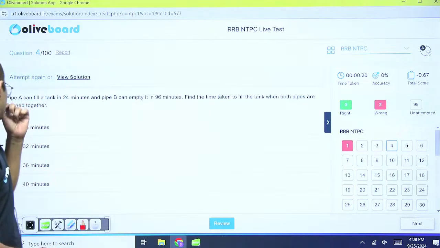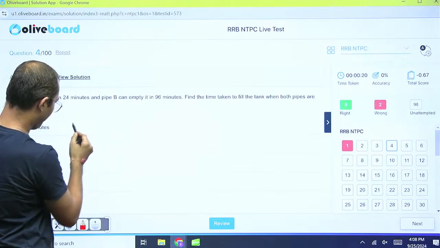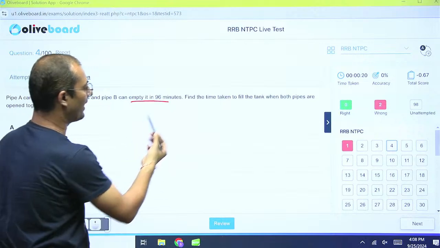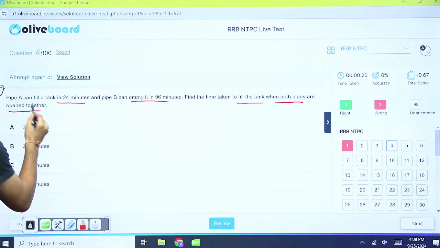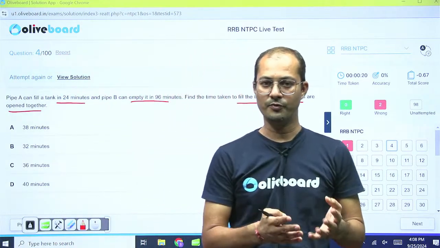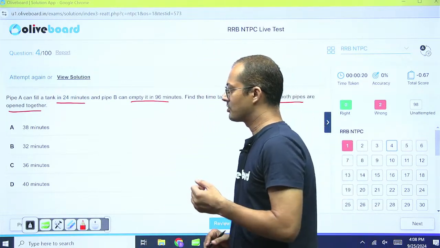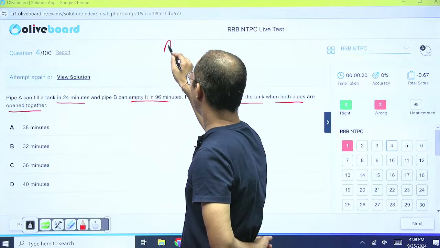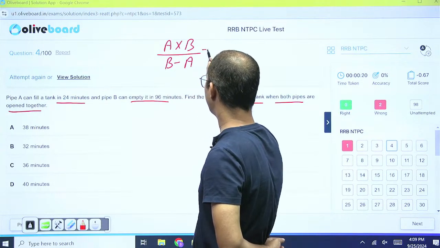See, the question is saying pipe A can fill a tank in 24 minutes and pipe B can empty the whole tank in 96 minutes. Find the time taken to fill the tank when both pipes are open together. If we are given two pipes, one is going to fill the tank and another is going to empty the tank, how can we calculate? So here is a shortcut. The short trick is the time of A multiplied by the time of B, and we take the difference of both times. So directly we can get the time.